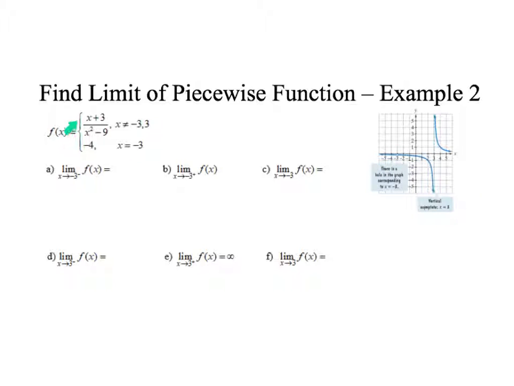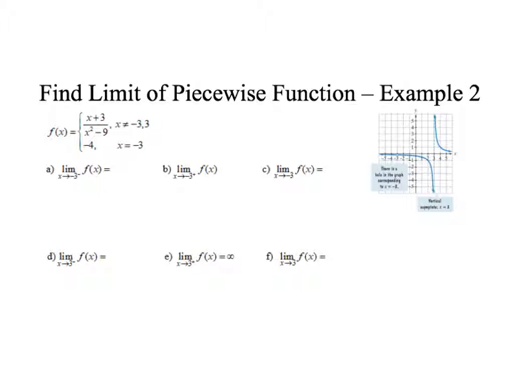In this piecewise function, this fraction will be the one that we use when x is everything except negative 3 and 3. Negative 3 is where we have our hole. 3 is where we have our vertical asymptote. So you're really going to be using this fraction for both the left and the right.